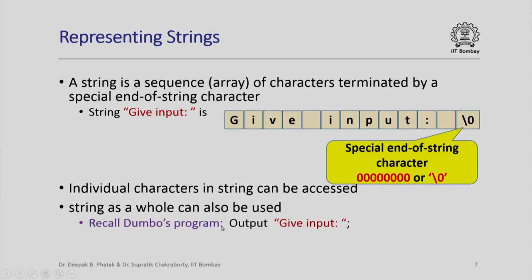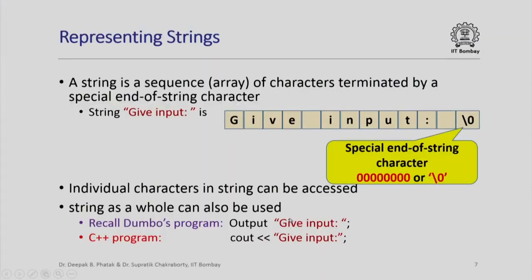Recall that in Dumbo's program we had instructions like output a message string like "Give input:". So, in a C++ program the corresponding thing would be something like cout, this redirection operator, and then the same string "Give input". We will see more about what this cout represents and what the statement exactly does in C++, but this is the analog of what we would do in Dumbo's program. In Dumbo's program we would say output this string, in C++ we will say to cout feed this string as a stream of bytes.